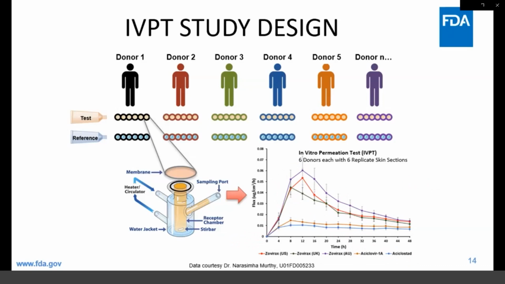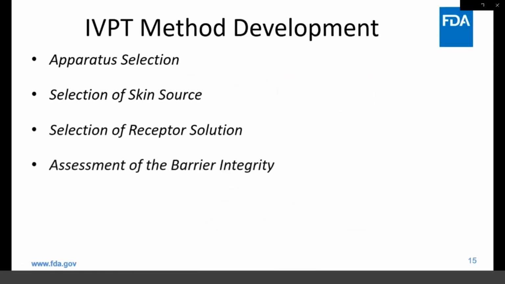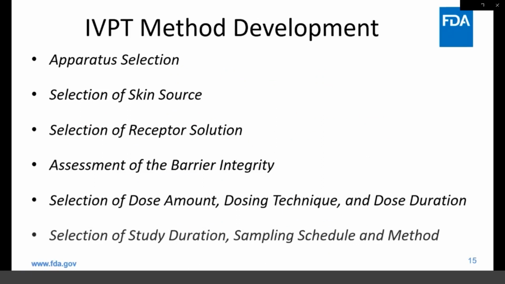Now, while you may or may not be designing pivotal IVPT studies, it is important to understand parameters that will be relevant during the conduct of these IVPT studies, even for model development and validation. And these include carefully selecting your apparatus, selecting a skin source, selecting your receptor solution, and ensuring that your barrier integrity test is able to distinguish skin sections that have compromised skin barriers. You also need to carefully select the dose amount, the dosing technique, the dose duration, as well as the study duration, the sampling method, and the sampling schedule, to be able to develop an IVPT method that you can then utilize to inform your model.